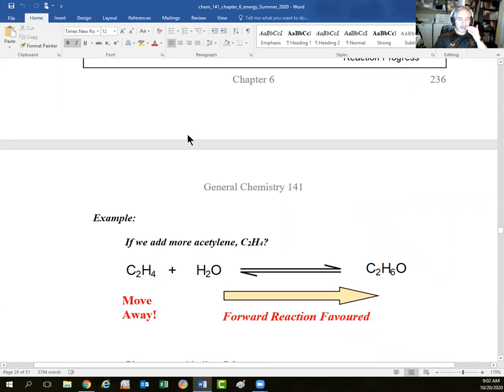So our first one, adding acetylene. If we add acetylene, let's find it in the equation. There it is there. We said we add a chemical, we move away from that chemical. So equilibrium would move to the right. We'd use up more acetylene as we add more because there'd be more collisions, and we'd turn it into the product, ethanol, faster. So equilibrium moving to the right, the forward reaction favored.